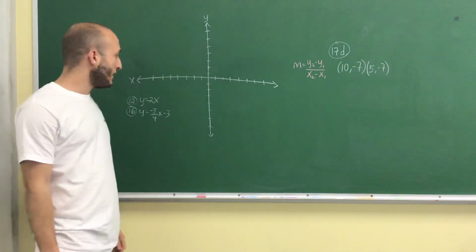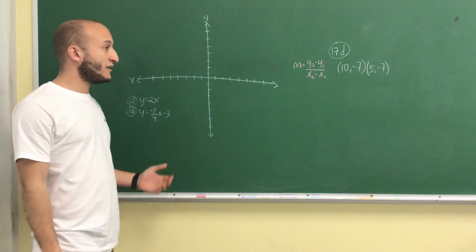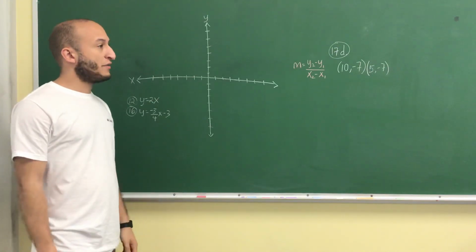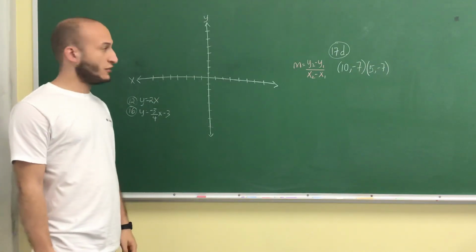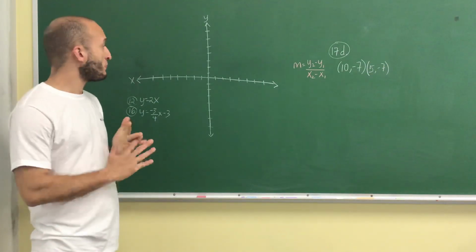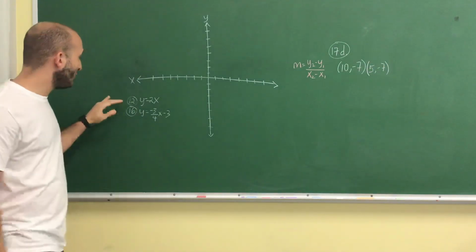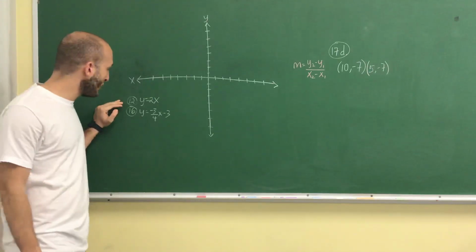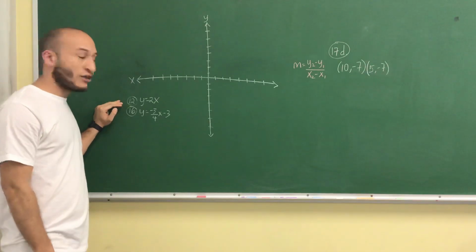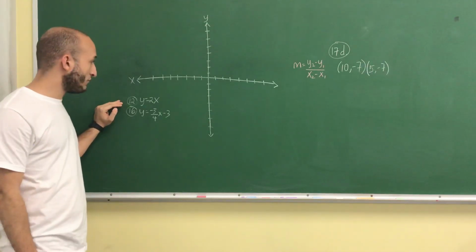Hello class. Here I'm gonna work on some of the problems in your homework, the Slope-Intercept worksheet homework, just to help y'all understand a little bit more. So starting off with problem number 12 on the worksheet, we have y equals 2x. So I'm gonna graph this function.